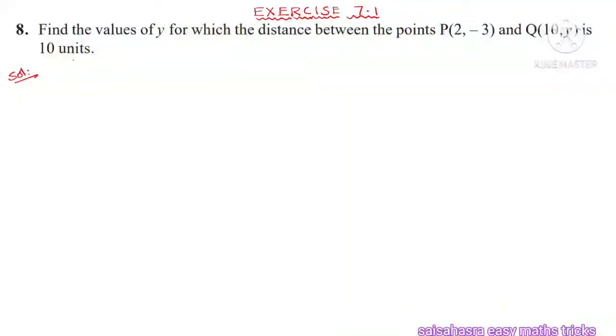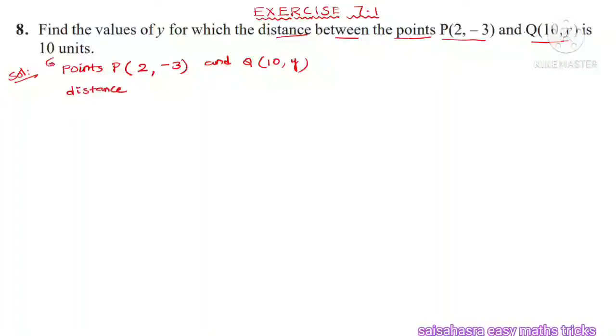What is the given information? Let us write the points. Which are the points given to us? First point is P, (2, -3), and Q point. What is the Q point? (10, y). And the distance between these 2 points P and Q is 10 units. So this is the given information.